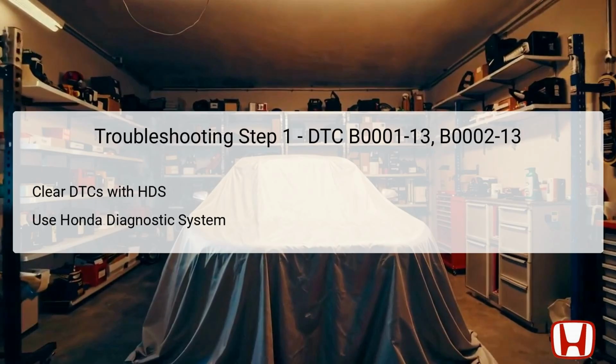After resetting the codes, it's crucial to observe if the same trouble codes reappear. This step helps in identifying whether the issue is persistent or intermittent, guiding further steps in the troubleshooting process. As we initiate this step, maintaining a systematic approach ensures that we focus on active issues.